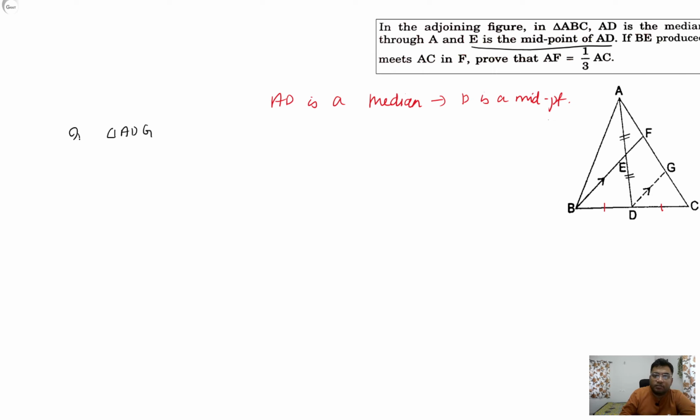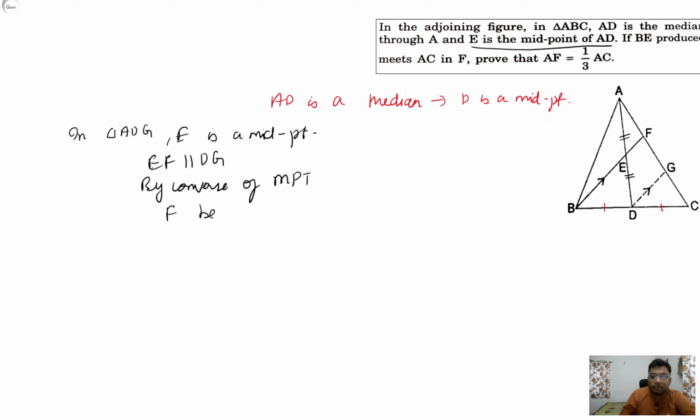So in triangle ADG, E is a midpoint. That's given to us. So I can say also EF is parallel to DG. So I can say that by converse of MPT, F becomes midpoint of AG. That means I can say that this is equals to this, right?